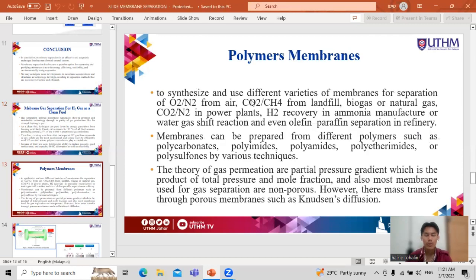In here, we use polymer membrane as a membrane to synthesize and use a different variety of membrane for separation of oxygen and nitrogen from air, or carbon dioxide to CH4 from landfill, biogas or natural gas, or carbon dioxide and nitrogen gas in power plant, or hydrogen gas recovery in ammonia manufacture as a water gas shift reaction, and even olefin paraffin separation in refinery.